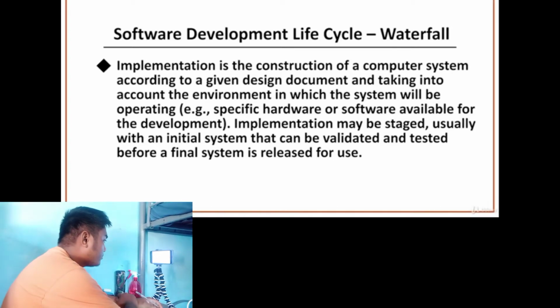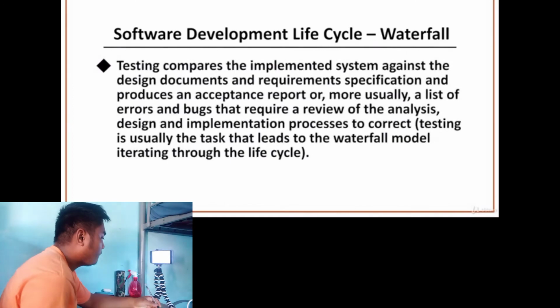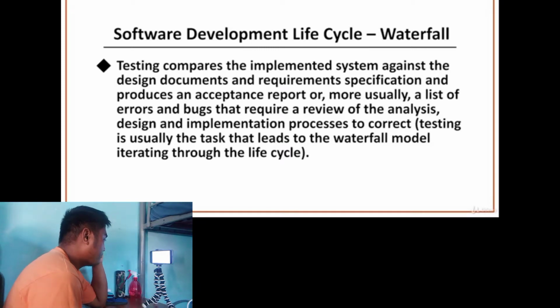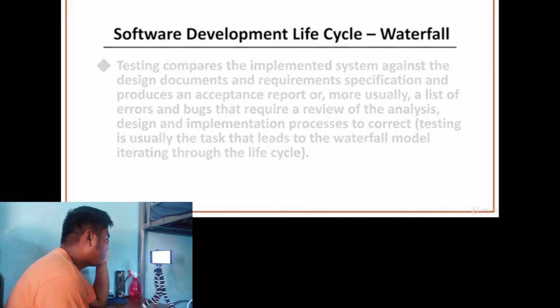Implementation may be staged, usually with an initial system that can be validated and tested before a final system is released for use. Testing compares the implemented system against the design documents and requirements specification and produces an acceptance report, or more usually a list of errors and bugs that require a review of the analysis, design, and implementation processes to correct. Testing is usually the task that leads to the waterfall model iterating through the life cycle.